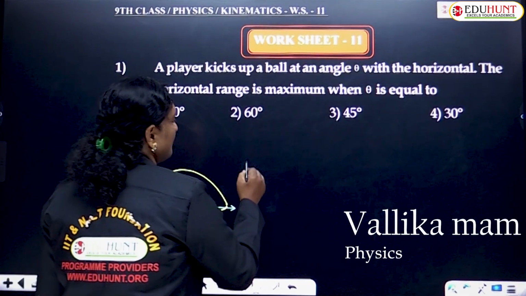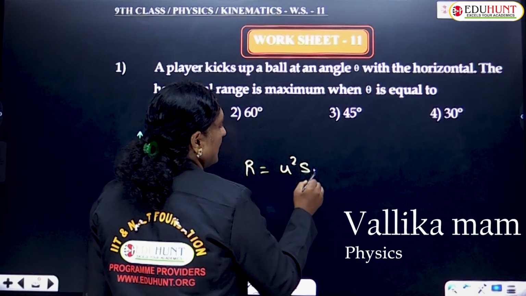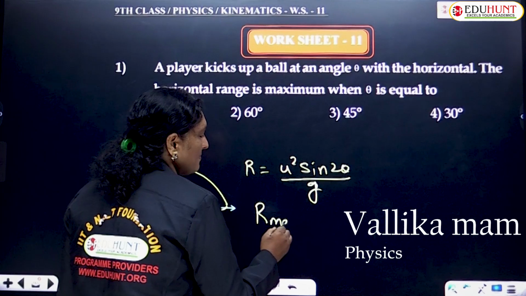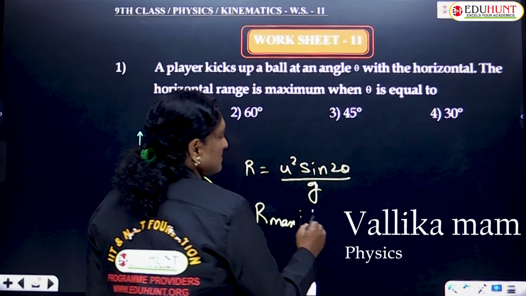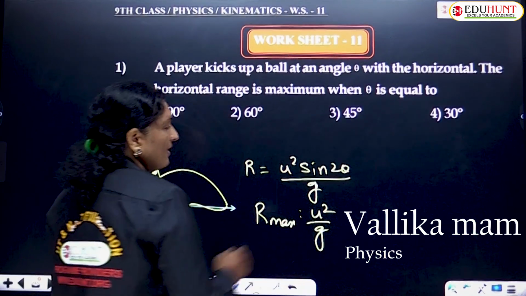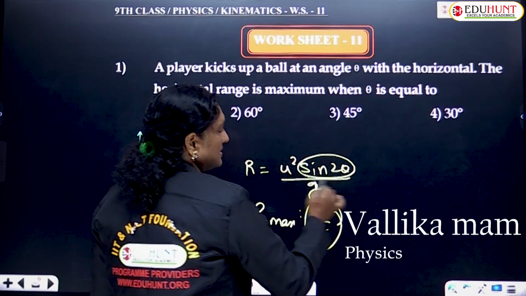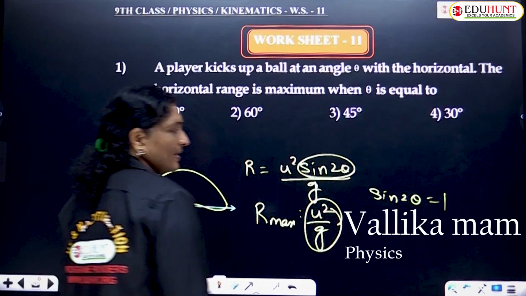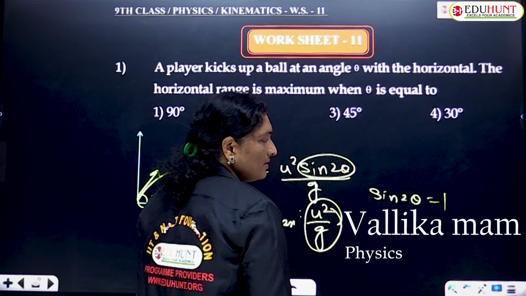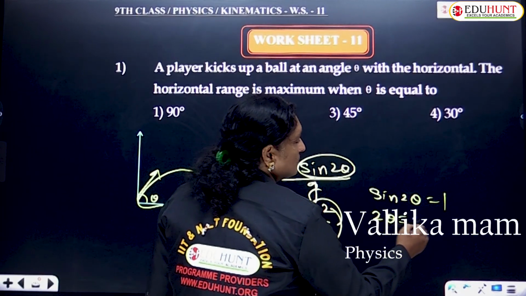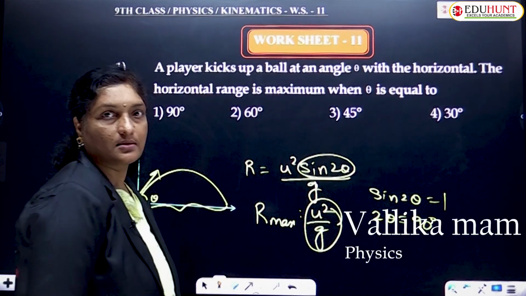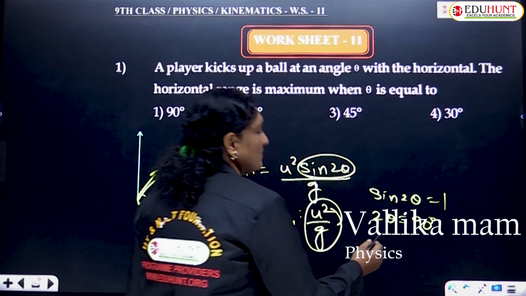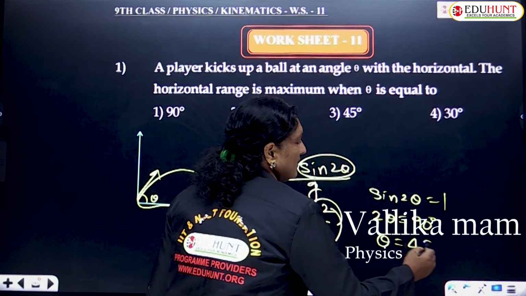We know the formula for R is equal to U square sine 2 theta by G. To have the maximum range, what is the value of maximum range? It should be U square by G. When do we get U square by G? Whenever sine 2 theta equals 1, you will get the maximum range. When is sine 2 theta 1? Whenever 2 theta is equal to 90 degrees, because sine 90 is 1. So sine 2 theta is 1 means 2 theta must be 90 degrees. What is theta? 45 degrees.